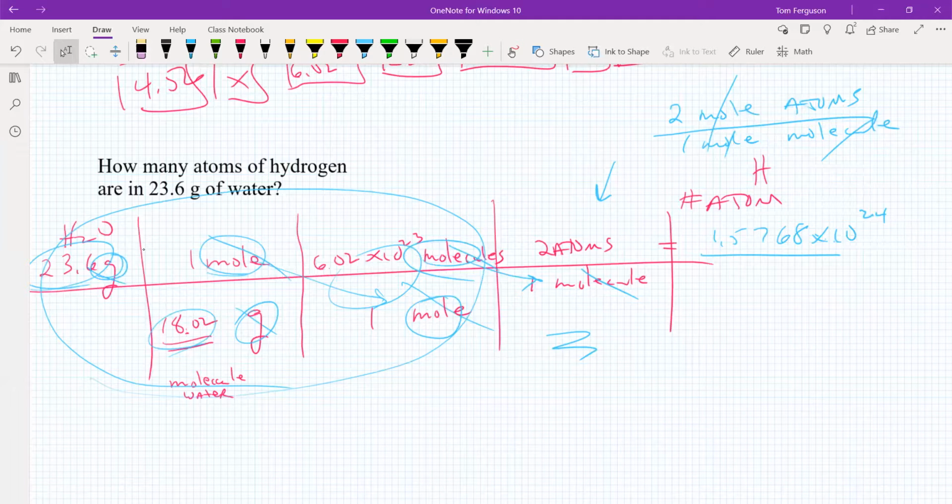She did it the way I showed it here? No, the 2 moles hydrogen over 1 mole water. Oh, okay. Yeah, so that's fine. So in her lecture, she covered all this stuff? She did how to use a conversion factor from a formula. That was her last 2 lecture videos.